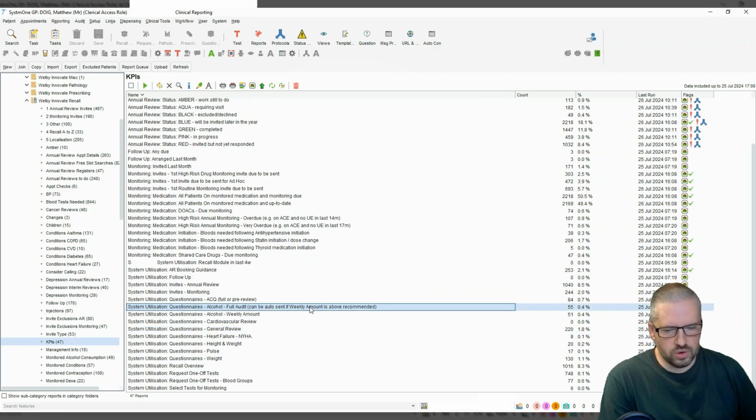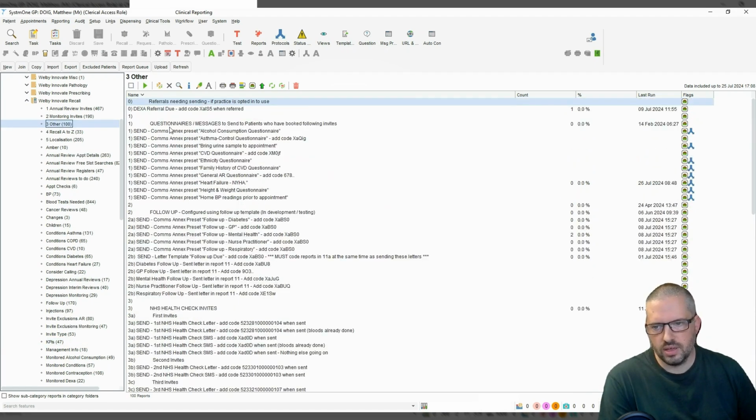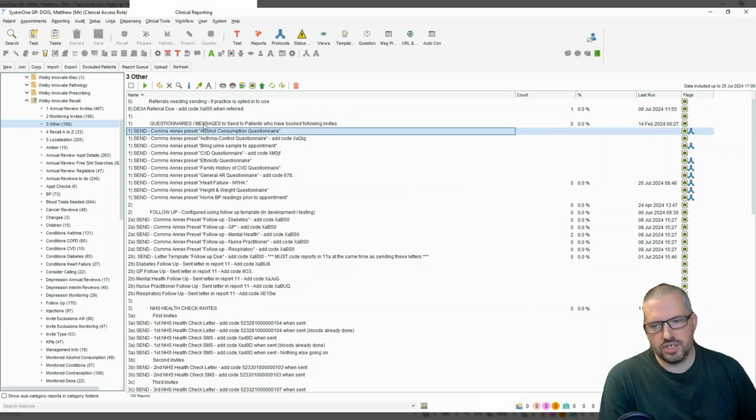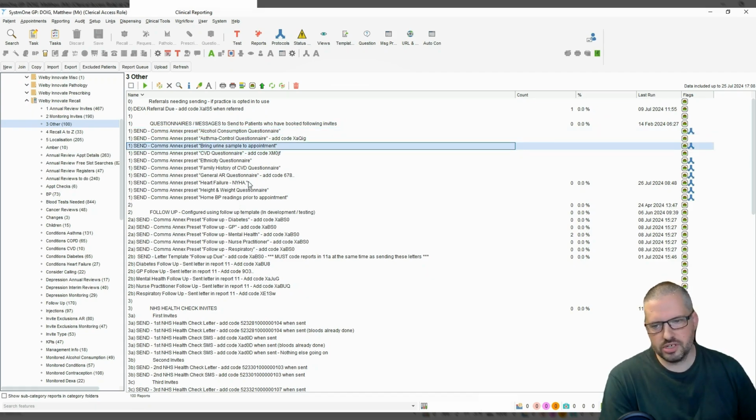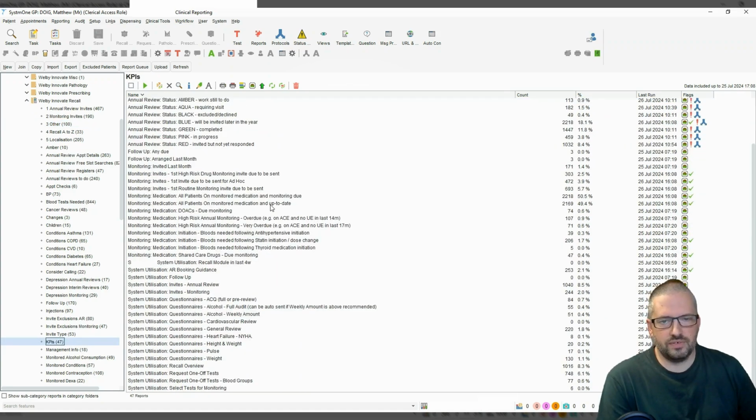These other ones won't automatically be picked up, but there are various places in the system where you can send them. So if you come to this folder 3 other and section 1, these are patients who have recently been invited and have booked an appointment, and they're either preset messages like please remember to bring the urine sample, or questionnaires that are good to try and get them to complete beforehand. Not essential that you use them, but if you do, you should find the flow of appointments gets simpler because those questions aren't having to be asked in those appointments.